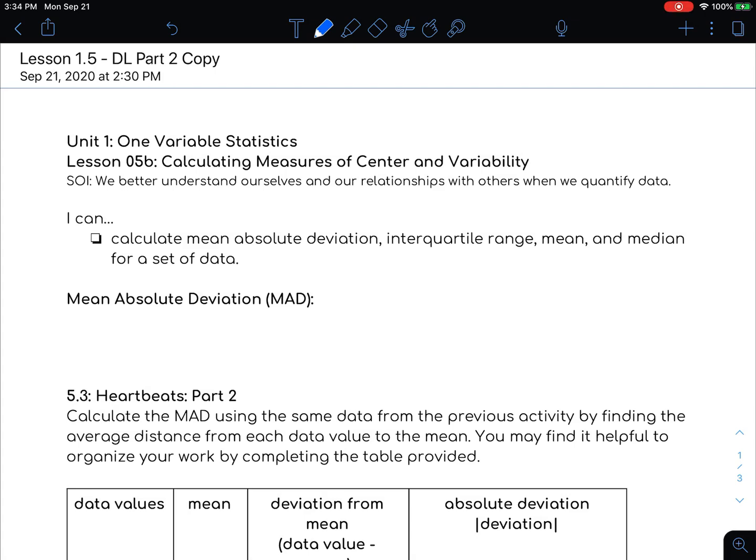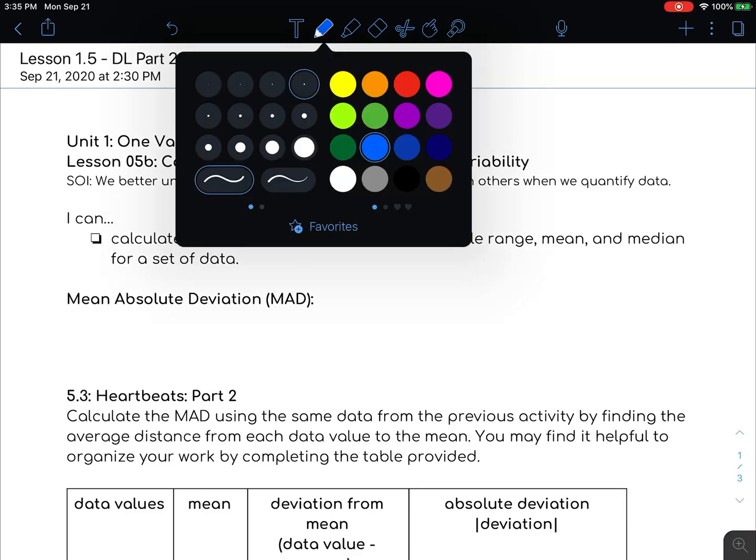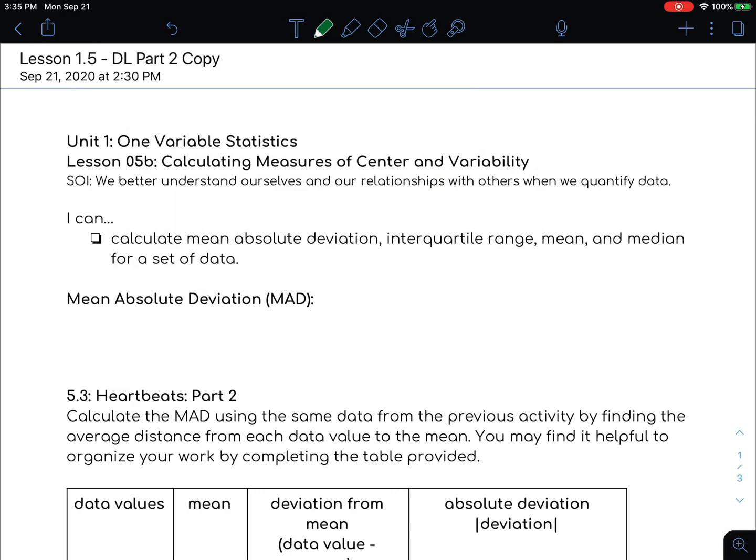All right, so we have a couple of measures of variability. And variability, remember, means essentially how much a data set changes, how variable it is. Variable means change. And so the interquartile range, which we had talked about before, is a measure of variability between the 75th percentile and the 25th percentile, the middle 50% of the data.